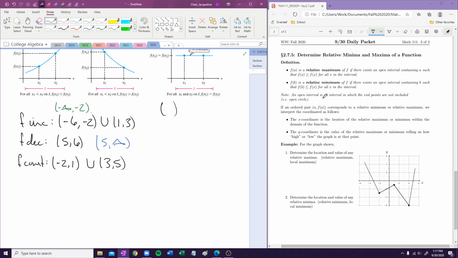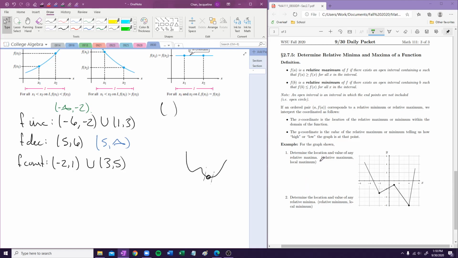Note: an open interval is an interval in which the endpoints are not included. And it is represented by an open circle. So if you just see an open circle, it's not included. So if I had a graph like this, but I had an open circle right here, this would not be a minimum, okay, because it's not included.